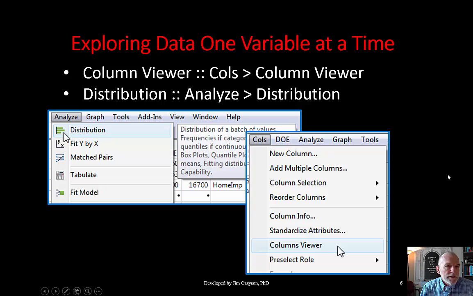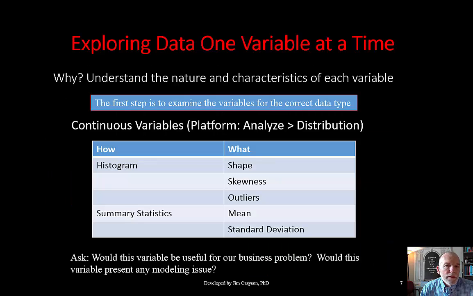So we're going to first look at exploring one variable at a time. There are a few different ways of doing that. There's something called the Column Viewer in JMP, which is under Columns off the main menu and then Column Viewer, and also Analyze, Distribution. We're doing this because we want to understand the nature and characteristics of each variable, and to think about how it could be potentially useful in solving this business problem.